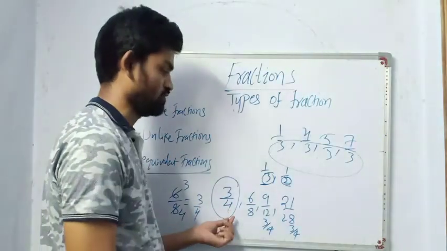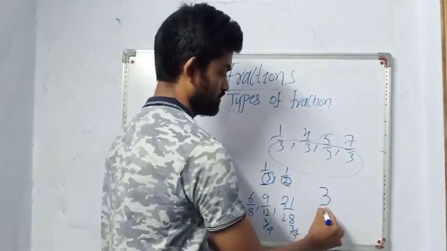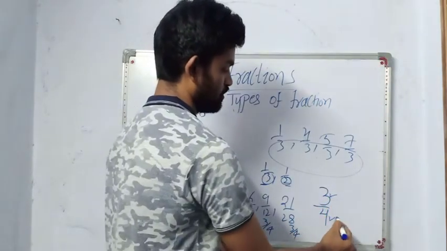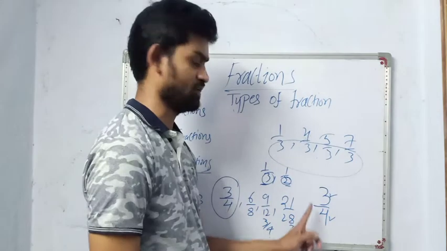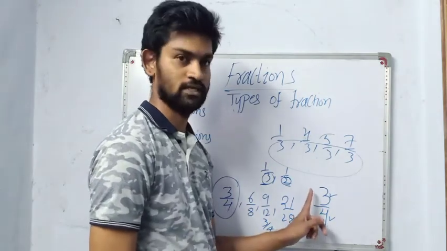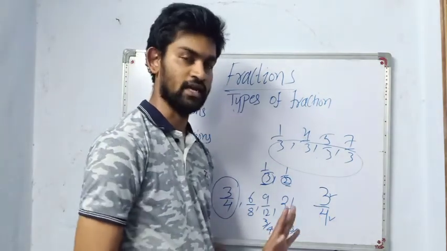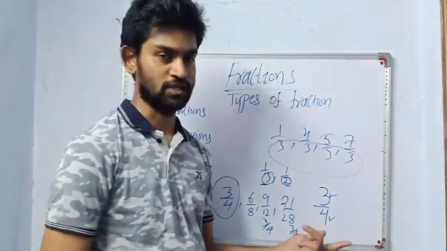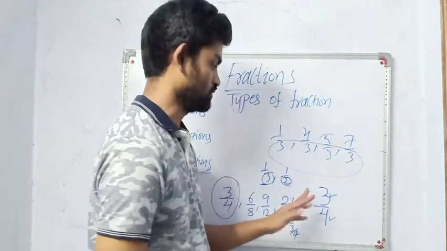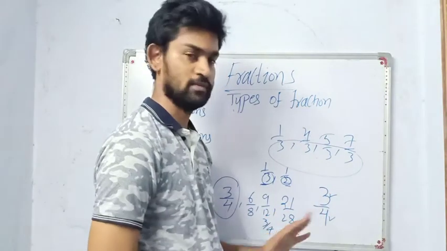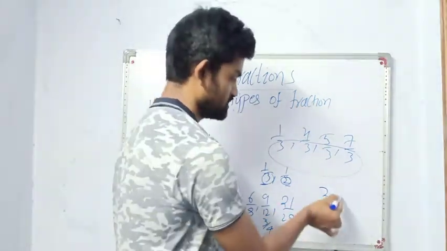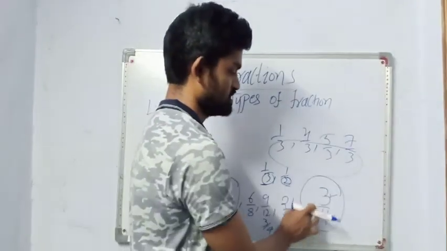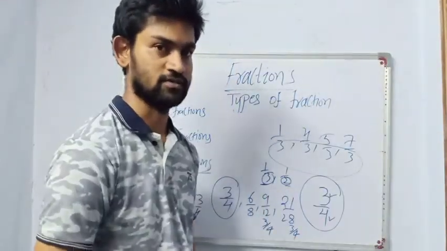Now 3 by 4, see here, 3 by 4. 3 and 4 do not have any common factor. They don't come in any one table. 3 and 4 will not come in any common table. 3 will come in the 3 table, 4 will come in the 2 table and 4 table. So these two will not come in any common table. So this is called the standard form of a fraction.